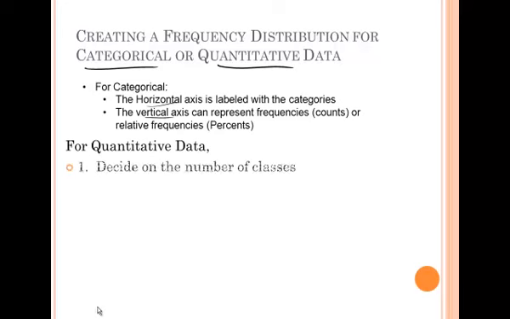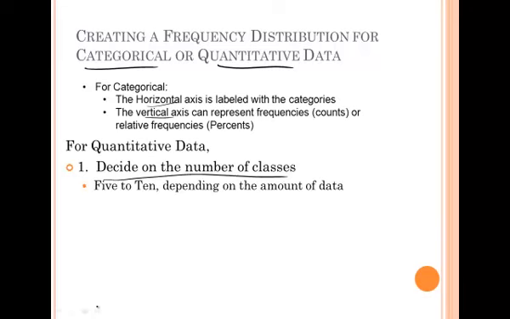For quantitative data, you're going to decide on the number of classes based on how many data points you see. It's good to try to keep the number of classes low if possible, because if you have a large number of classes, then you're going to have barely any data points fitting in each class. On the other side, if you have too few, you're just not going to get a good graph of the data. So we say about 5 to 10, depending on how much data you have.